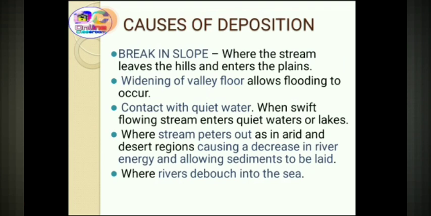Now deposition takes place due to a variety of causes. The first may be the break in slope, where the stream leaves the hills and enters the plain. It may be due to widening of the valley floors, which is mainly seen in flood-prone areas. It may be due to contact with quiet water, when a swift-flowing stream enters quiet waters or a lake. It may be where a stream peters out in arid and desert regions, which decreases the river energy and allows the sediments to be laid down. It may also be due to the river debouching into the sea. So these are the causes behind the depositional process.